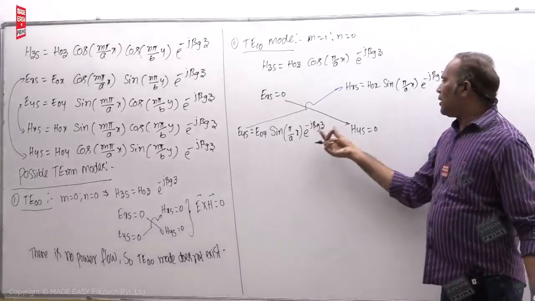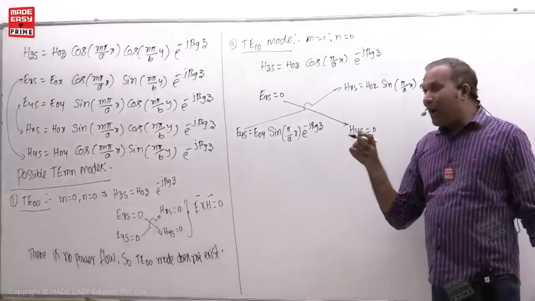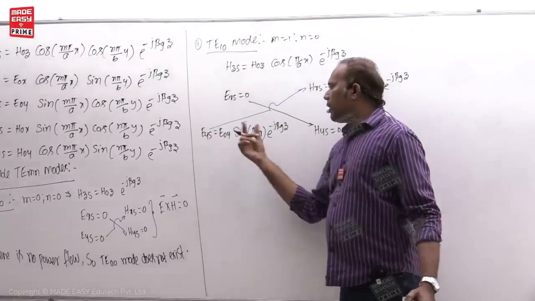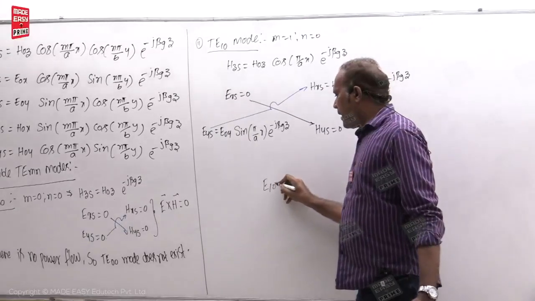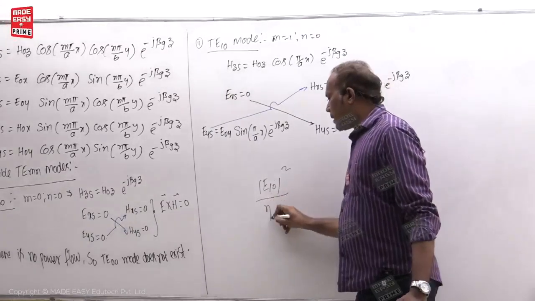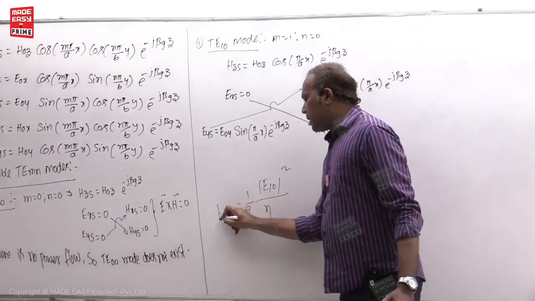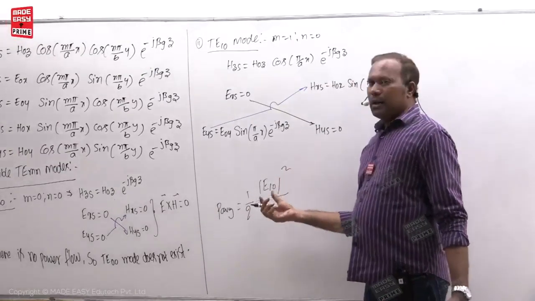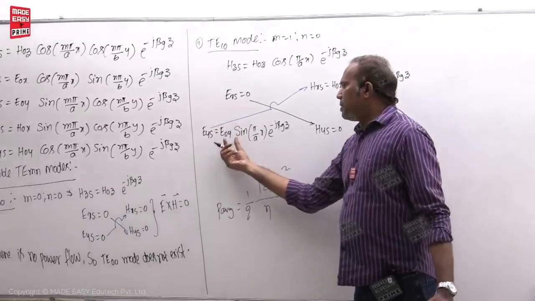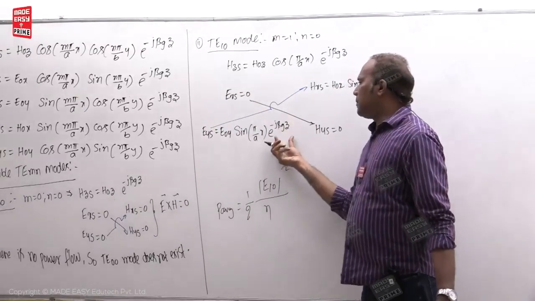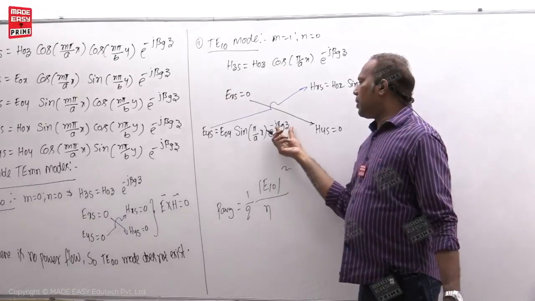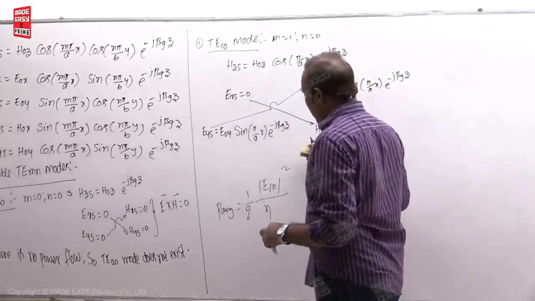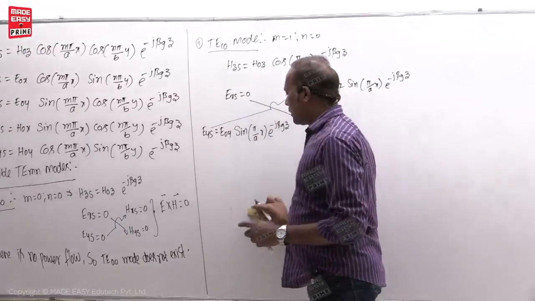Actually this term, no need to write, students, because power is carried by the modulus of Ey. If you take the modulus of Ey, for example, the power carried is E0 whole square by 2 eta, like the average Poynting vector was there. For the electric field, take the mod. The mod of e power minus j theta is 1 actually. So anyway, no need to write that one.